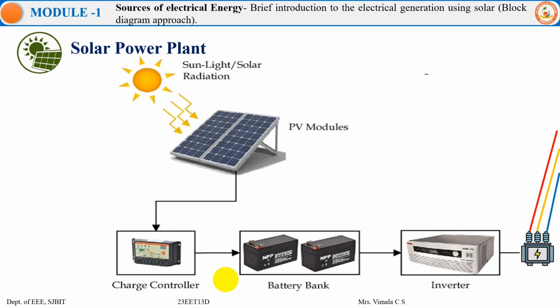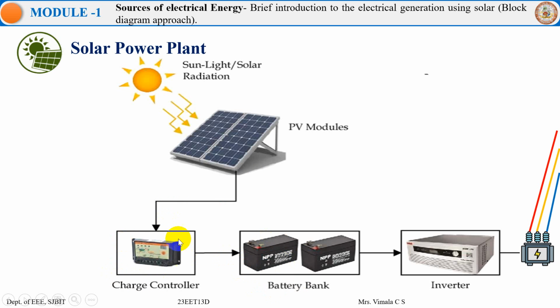Coming to the solar power plant block diagram, we have sunlight falling on the solar panel, which is the PV modules. Each solar cell is connected either in series or parallel depending on the voltage or current requirement. Cells are connected in series when we require a particular voltage, and in parallel when we look for current. The solar PV module generates electricity, which is then given to the charge controller, because the generated solar energy is not suitable to store in the battery bank.